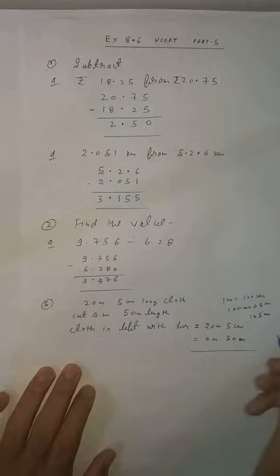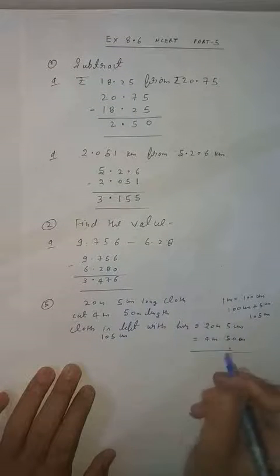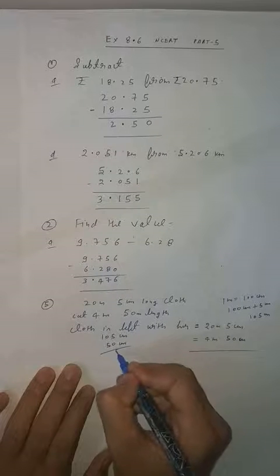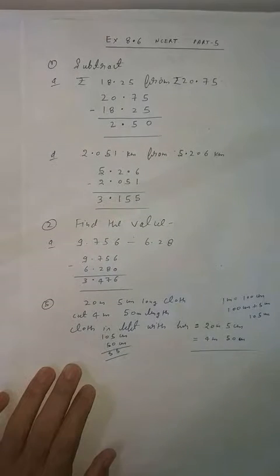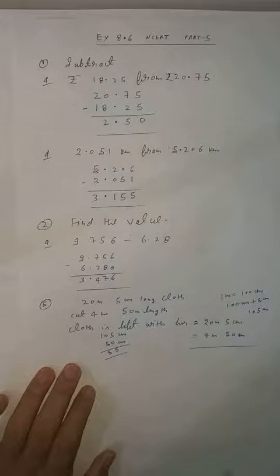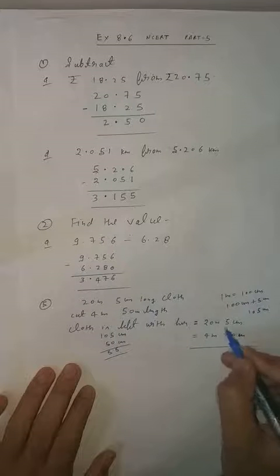Clear student? Now when 105 centimeter is given and 50 centimeter is given, when you subtract, you will get 55 centimeter. So this is the right process. Again I am going to repeat, student. See carefully. 5 centimeter is given now. So you will not subtract because this is greater. So you will take one carry.